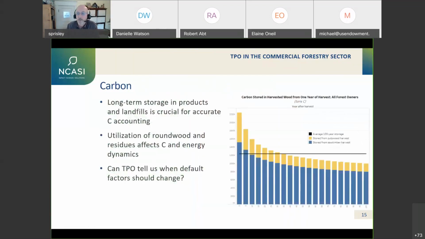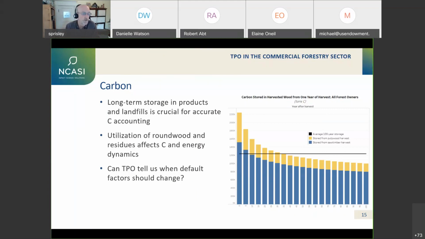And then finally, I just want to say a couple of words about carbon. There is an increasing importance of carbon in the commercial sector and knowing and communicating carbon dynamics. And as you've heard from a number of people already, long-term carbon storage in products and landfills is really crucial for accurate carbon accounting. Nadia Tace went into great depth in this, and you understand how critical that data is. This graph on the right is basically using the factors out of Smith et al. 2006 to track storage and harvested wood products.